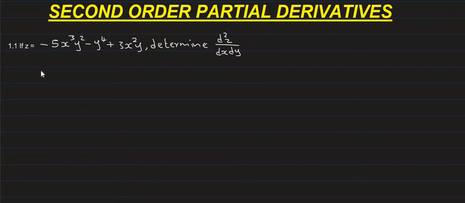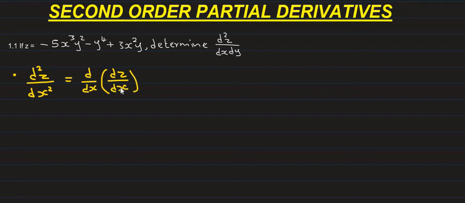Number 1 is d squared z over dx squared, the second derivative with respect to x. We differentiate with respect to x first, giving dz over dx, and then we differentiate your equation with respect to x again.